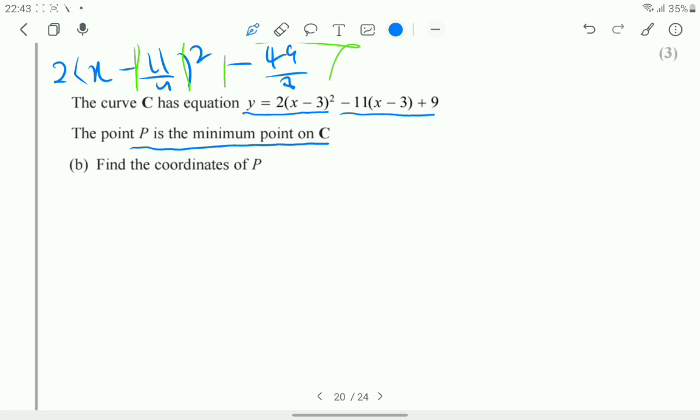Question 20 part B. The curve C has the equation y equals 2(x minus 3) whole squared minus 11(x minus 3) plus 9. The point P is the minimum point on C. C is the curve, and we have the equation. Find the coordinates of point P.